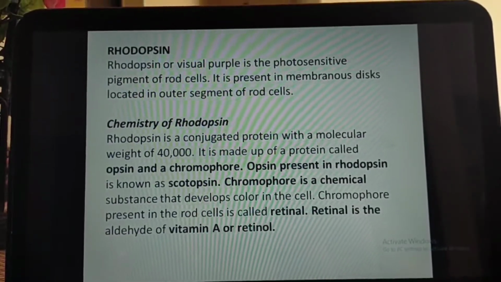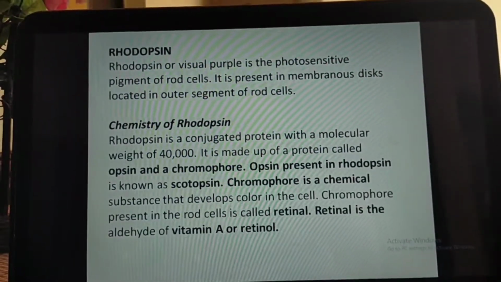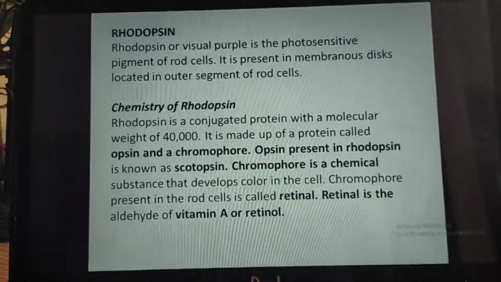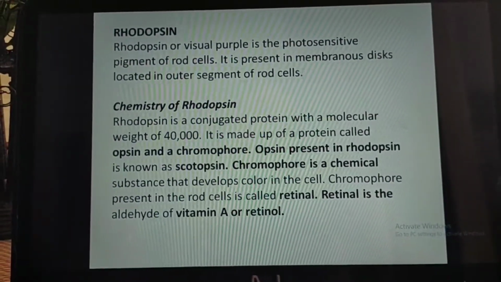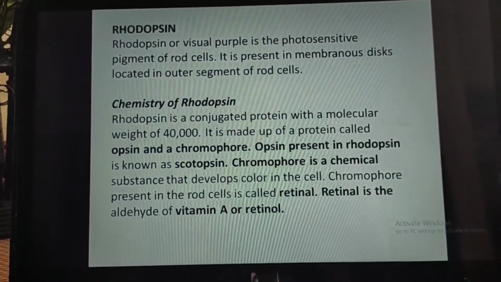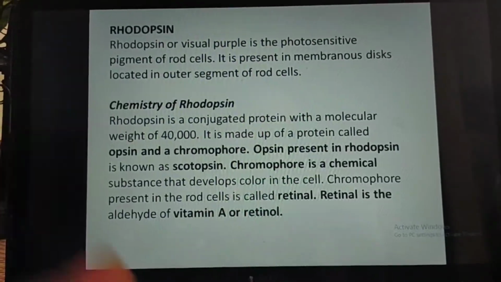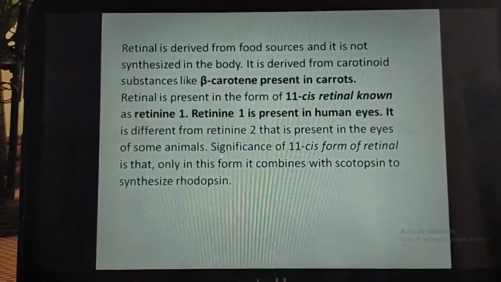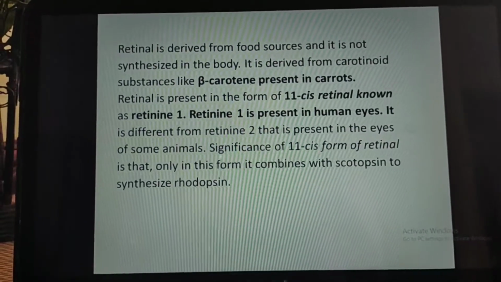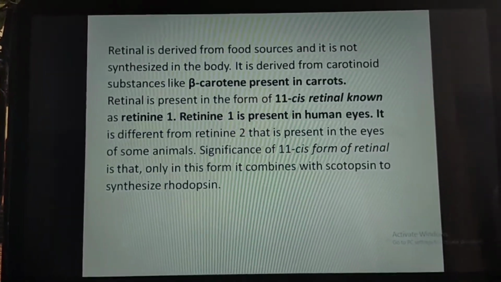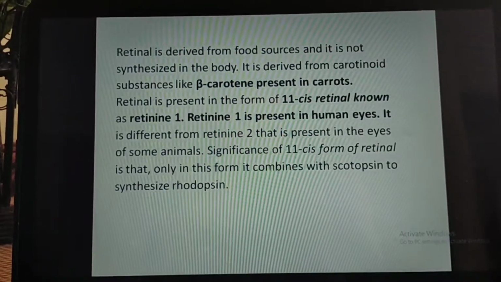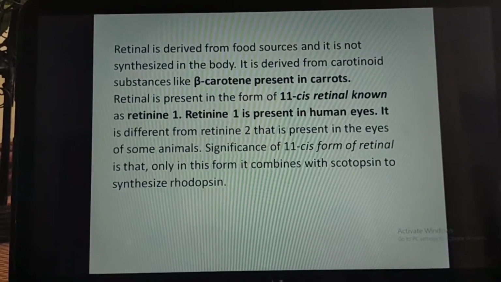Opsin present in rhodopsin is known as scotopsin, and a chromophore is a chemical substance that develops color in the cell. The chromophore present in the rod cell is called retinal. Retinal is the aldehyde of vitamin A or retinol. Retinal is derived from food sources and is not synthesized in the body. It is derived from carotenoid substances like beta carotene present in carrots.